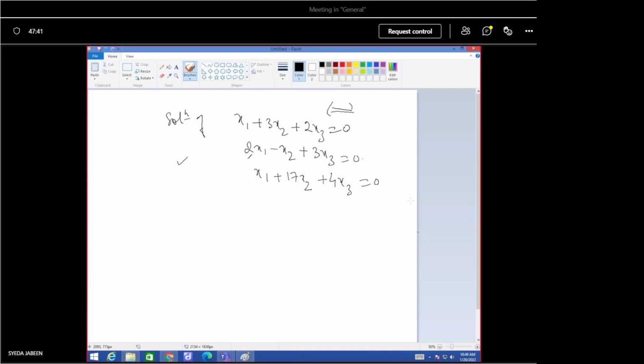Ma'am, infinite non-trivial solutions? Yes. So final matrix, what you are getting? 1, 3, 2 first row elements, second row elements 0, -7, -1, and third row elements 0, 0, 0. You reduce it further. If you reduce this further, you will get like this.